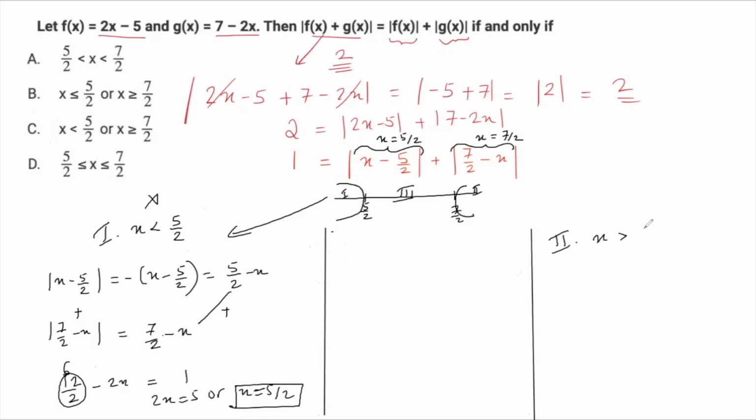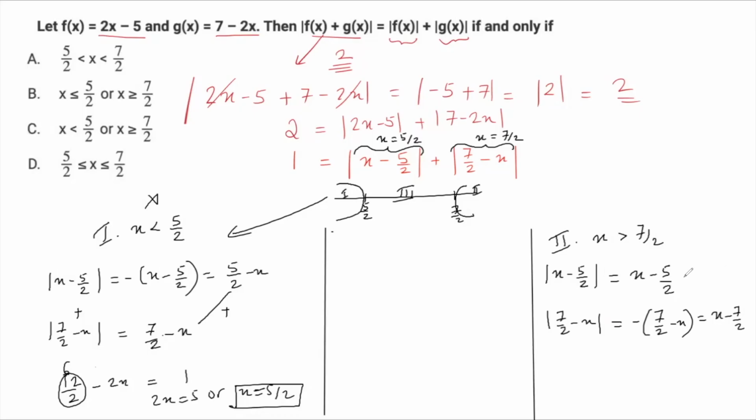Second case, x is greater than 7 by 2. 7 by 2 is the greater of these two terms. So if x is greater than 7 by 2, x is naturally greater than 5 by 2 also. So mod of x minus 5 by 2, x being greater than 5 by 2, x minus 5 by 2 will be positive. So x minus 5 by 2 would remain as it is. And mod of 7 by 2 minus x. Since x is now greater than 7 by 2, 7 by 2 minus x will be negative. So mod of 7 by 2 minus x is minus of 7 by 2 minus x. And this becomes x minus 7 by 2.